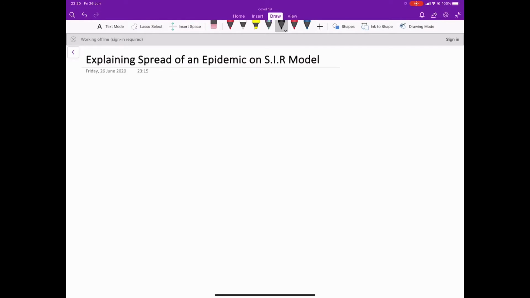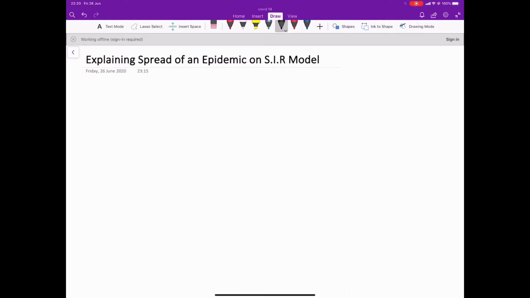We will be talking about explaining the spread of an epidemic with the SIR model, where S stands for susceptibles, I stands for infectious, and R stands for recovered. Recently we have been seeing that the number of COVID-19 cases is constantly increasing, and the total number of cases as of today, the 25th of June 2020, is almost reaching 9.5 million people across the globe.